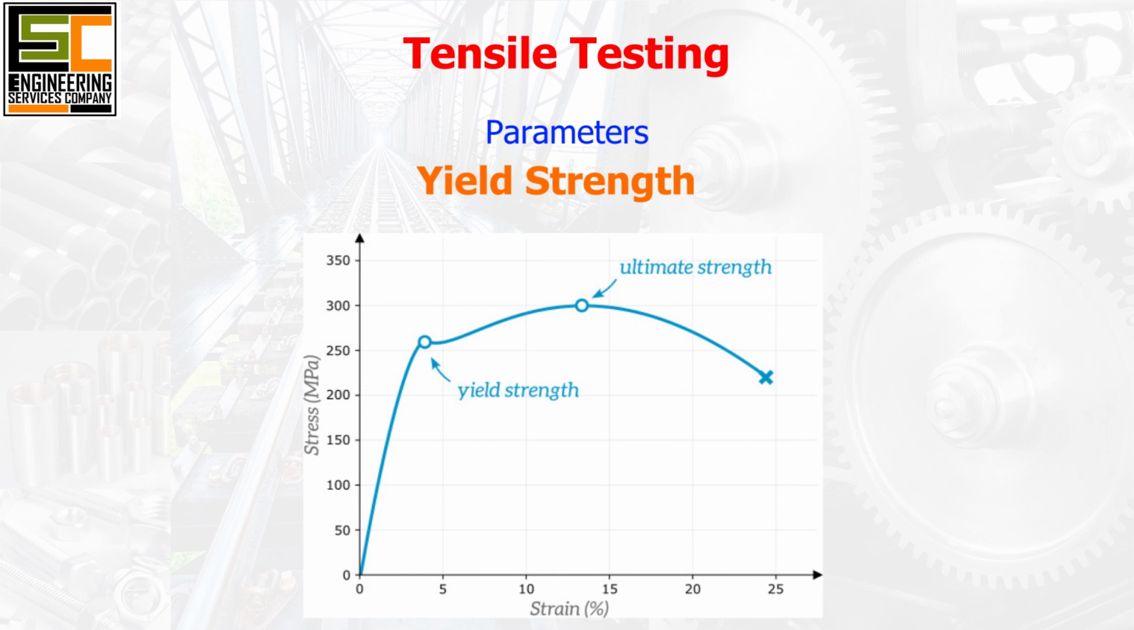Yield strength. The stress at which a material begins to deform plastically, i.e., undergo permanent deformation without further increase in stress. It is determined from the stress-strain curve of the material. Yield strength is an essential parameter for designing structural components and predicting the onset of plastic deformation in materials under mechanical loading.